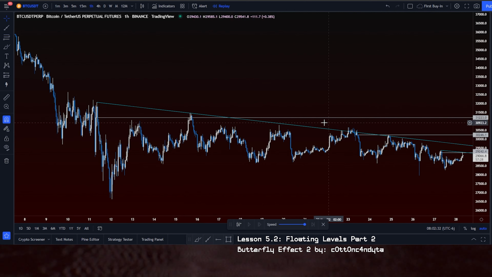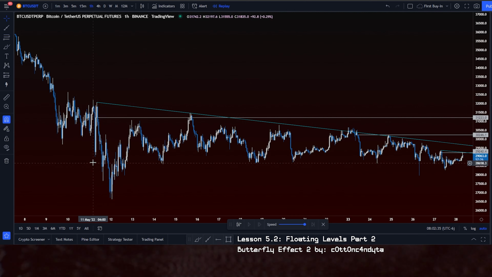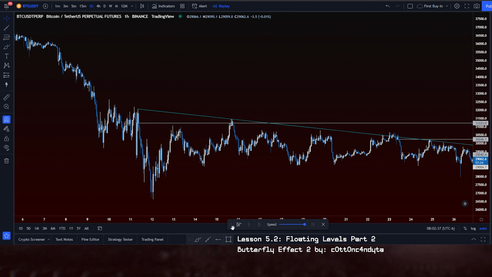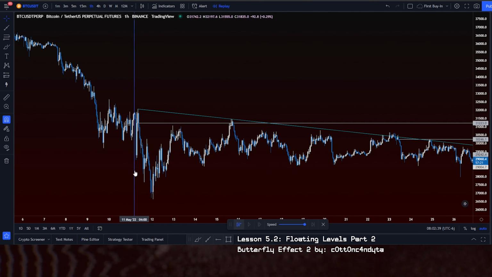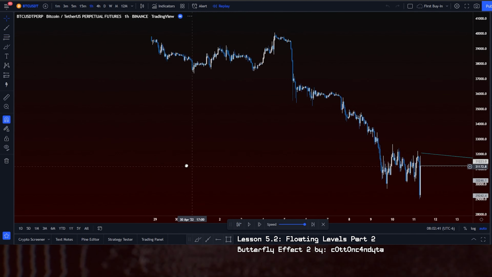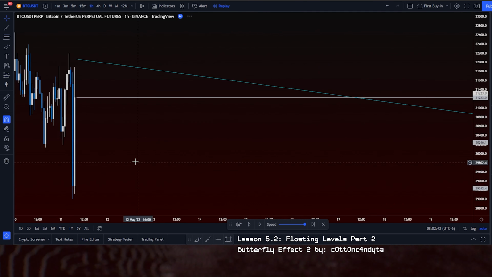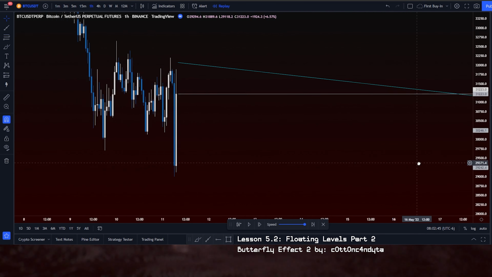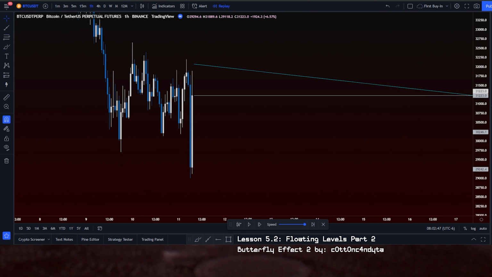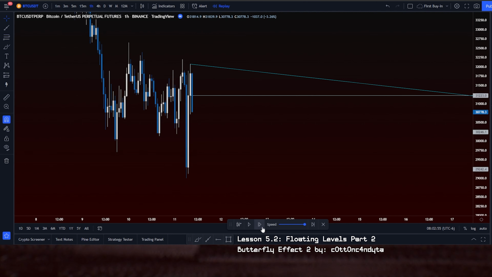Slicing through the charts. Right? So that's assuming you did all the work on the different time frames. Yeah, you definitely want to do the work, but I'm even just doing a very simple example here of what a floating level would look like.